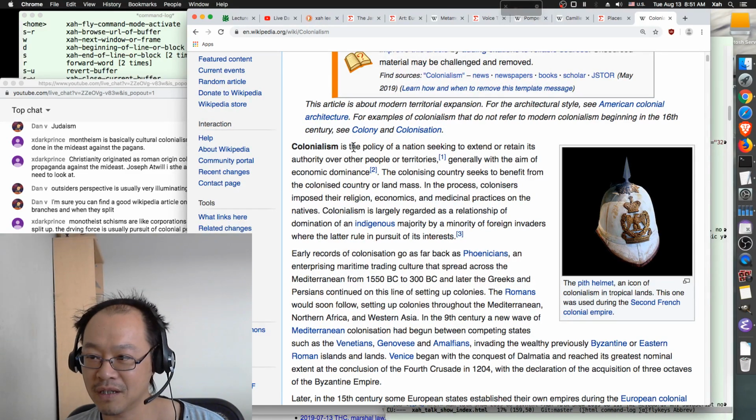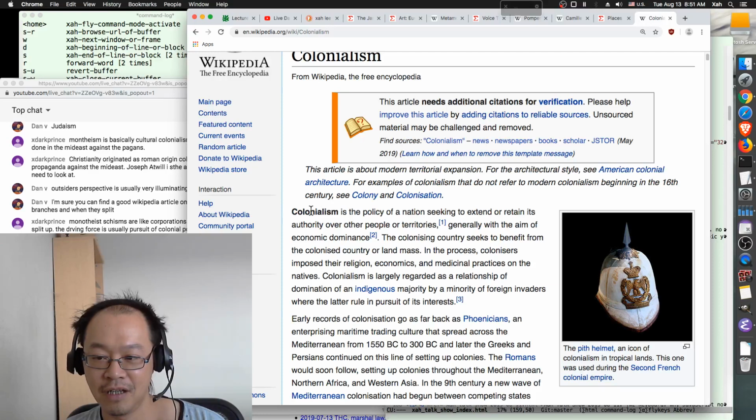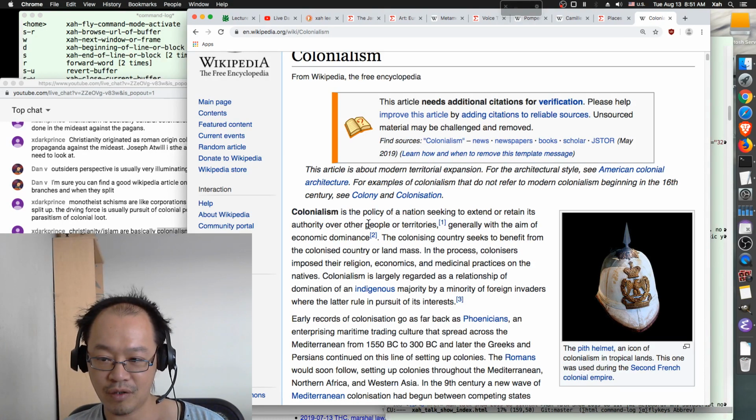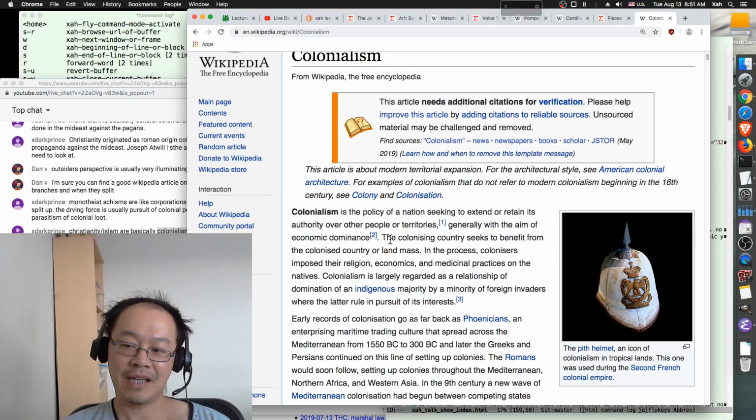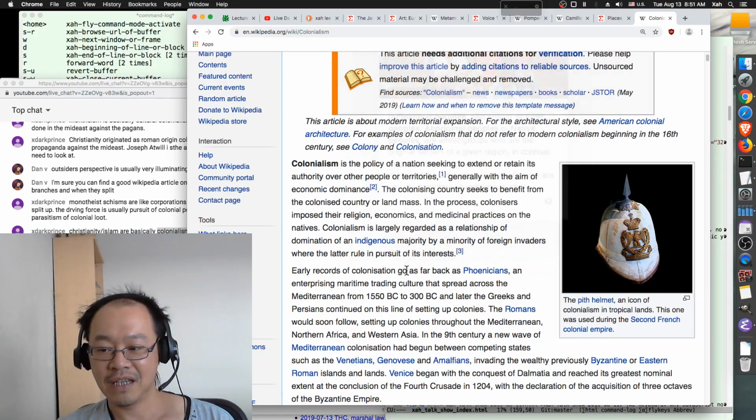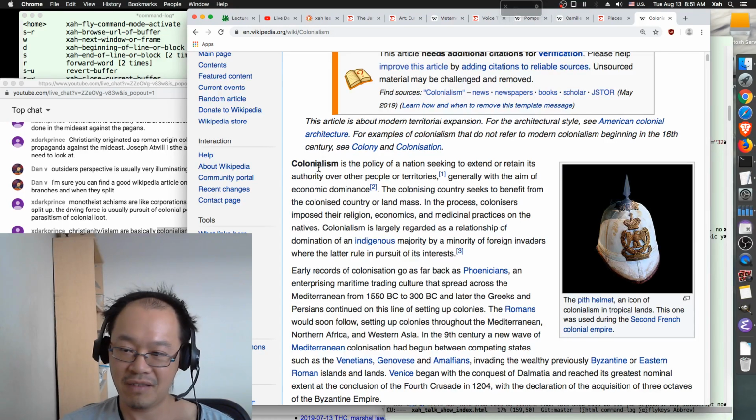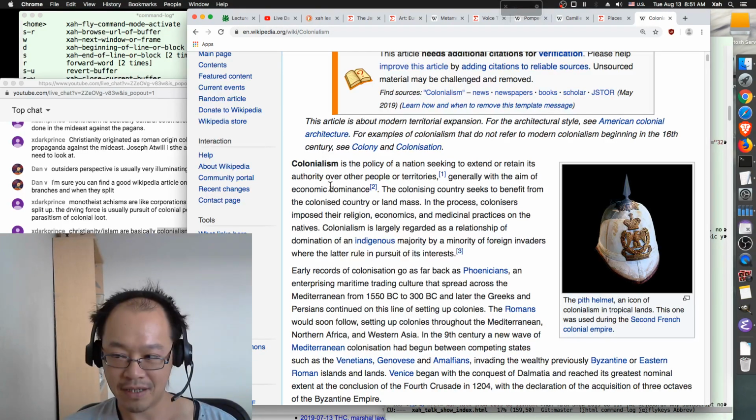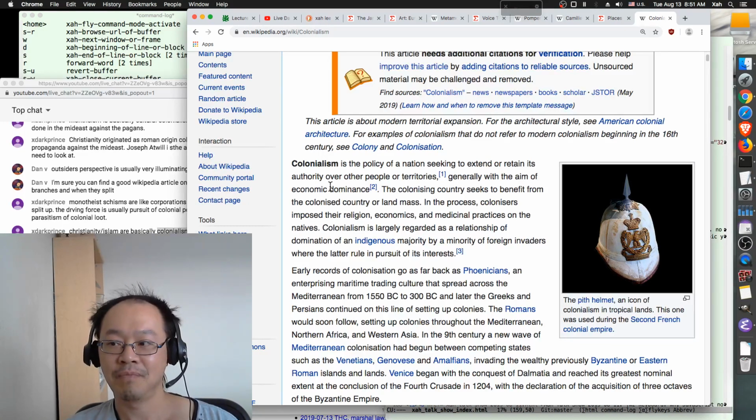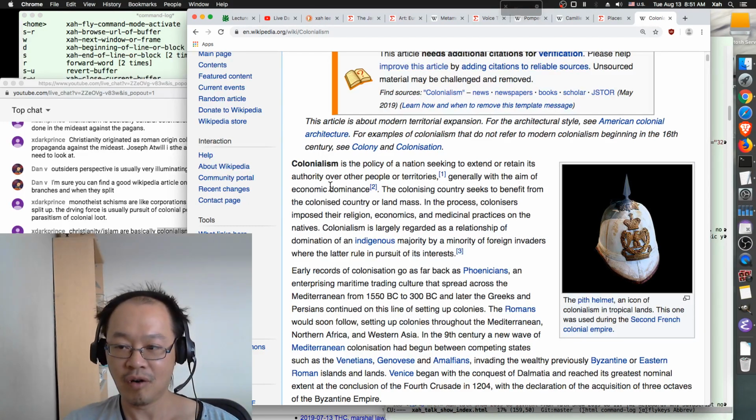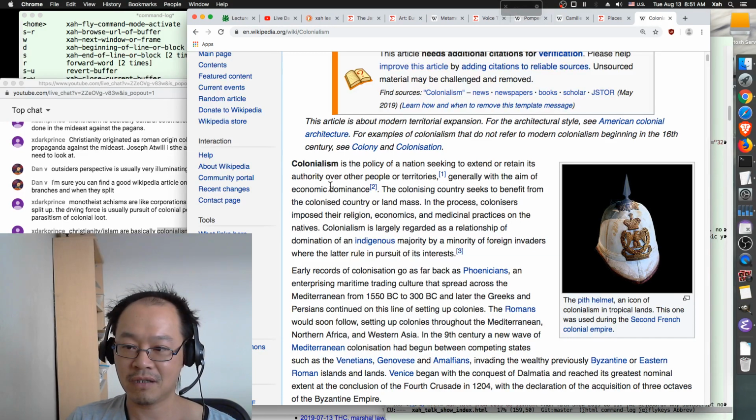Okay, let's read what Wikipedia says. What's the definition? Colonialism is the policy of a nation seeking to extend or retain its authority over other people or territories, generally with the aim of economic dominance. Okay, so if you say a particular religion, that's kind of biased, because any big successful religion or organization is colonialism.